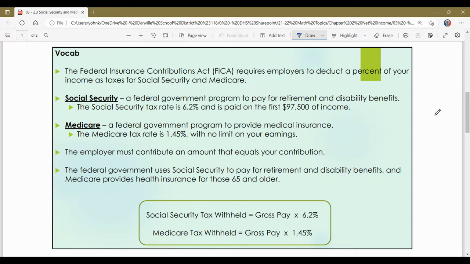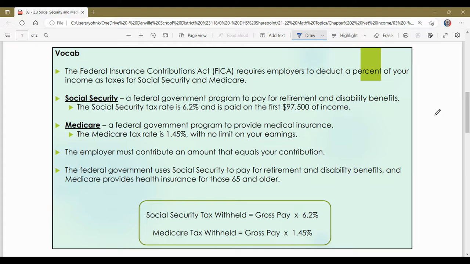Well, Social Security is a federal government program to pay for retirement and disability benefits. Normally in this country, you work until you're about 65 and then you retire. And after you retire, you usually don't have a job. So what Social Security does is it sends you a monthly paycheck to make up for the fact that you don't have a job. But it doesn't give you the exact same amount that you earned. In fact, it doesn't usually give you very much to live off of.